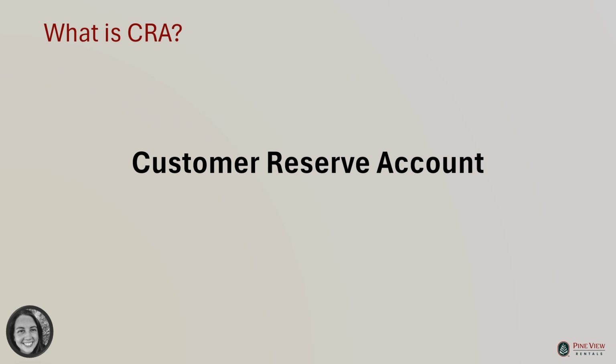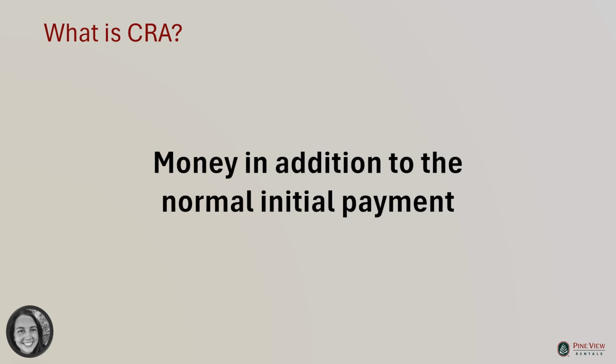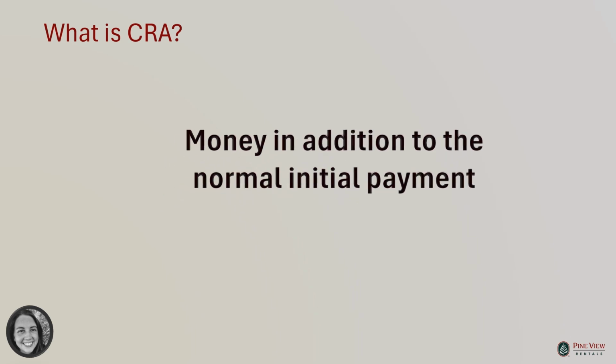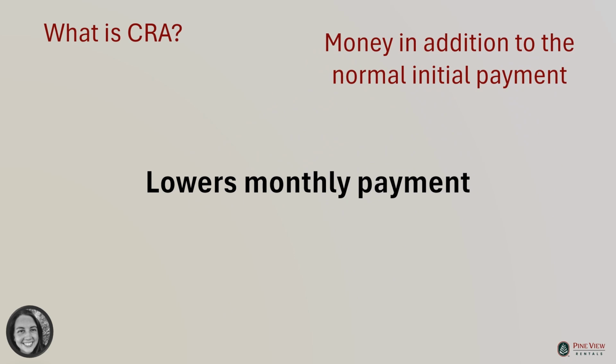Another line item you may notice on the contract is CRA, which stands for Customer Reserve Account. The CRA is considered an escrow account in which the customer can apply extra funds to lower their monthly payments. Funds placed in the CRA must be done at signing and included in the contract. This is the only chance a customer has to lower their monthly payments during the contract.